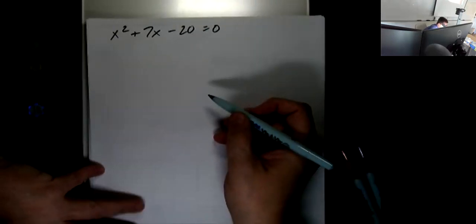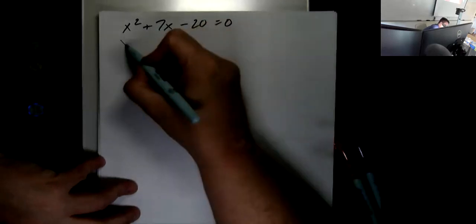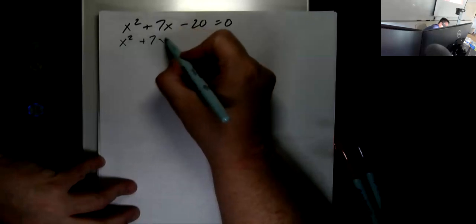I have no idea what this answer is. I'm sure it's gonna be a decimal answer. We could do the quadratic formula and find out really quickly. In fact, we probably should check our work when we're done. So what I'm gonna do is peel off that negative 20 and put it to the side.